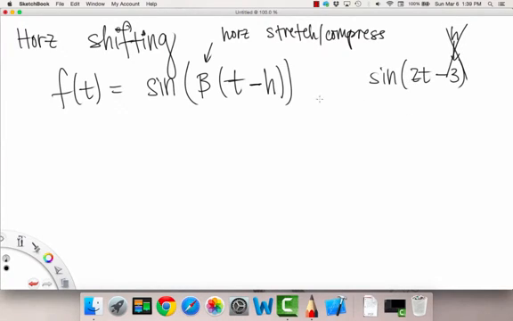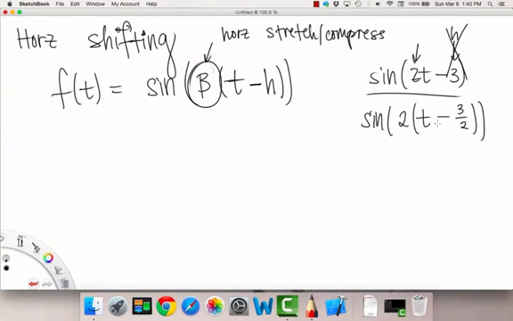What we would have to do first is factor out the b, in this case our 2, so we have b times t minus h. For this case, we would have sine of, factor out the 2, so we get t minus 3 over 2. See how we factored that out? You can always check by redistributing the 2. So our h in this case would actually be 3 over 2. That's a crucial subtlety that you don't want to miss. We just factor out that b first, and then you'll see your h right there.